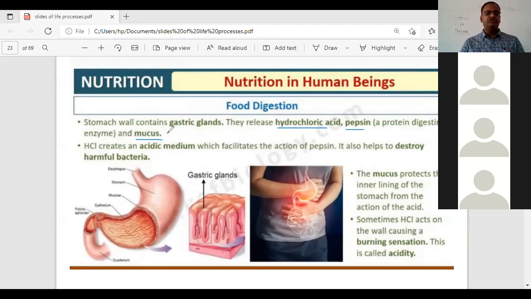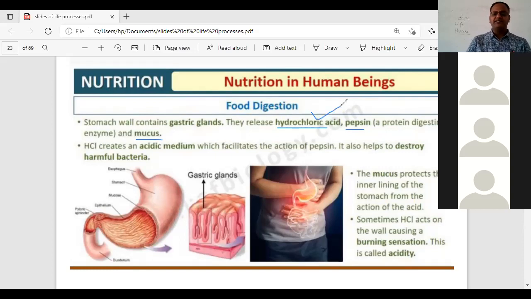First of all, the function of HCl or hydrochloric acid. The HCl actually creates an acidic medium. Remember, student, as we said, the stomach wall has a gastric gland, and this gastric gland secretes three important materials: HCl, pepsin, and mucus. Now, pepsin is an enzyme, and we have previously studied, student, that enzymes work at different pH. This pepsin requires acidic pH, and who will provide the acidic pH to pepsin?